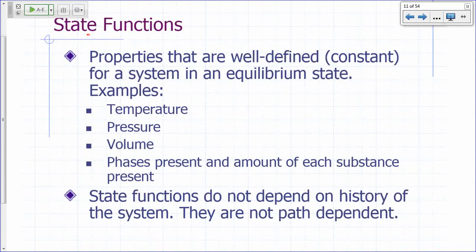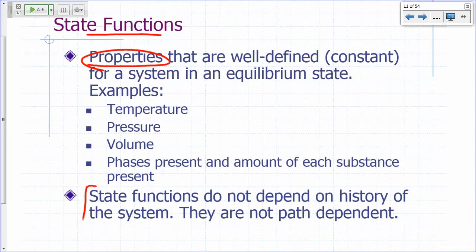State functions, okay? The word state function refers to a property of a system. So it's a well-defined value for a given equilibrium state. Examples of state functions would be temperature. If it's a system at equilibrium, its temperature is well defined. So temperature is an example of a state function. Pressure, volume, okay. Things you can use to describe a system at equilibrium are called state functions.